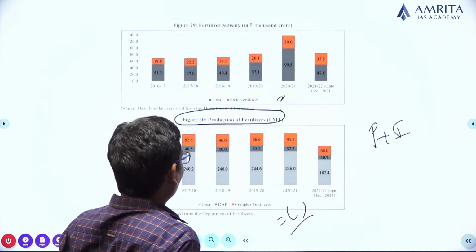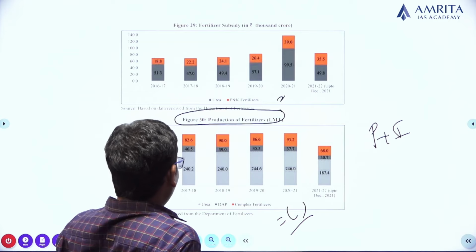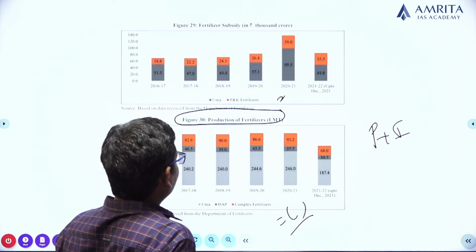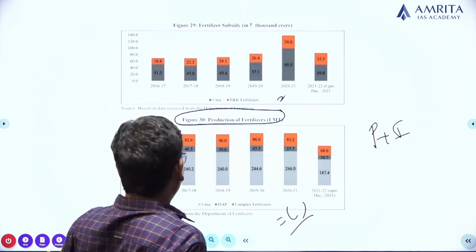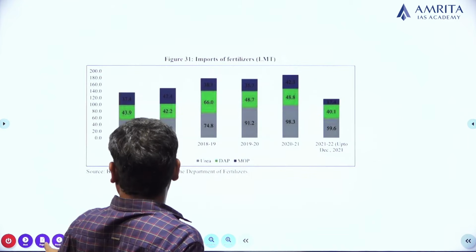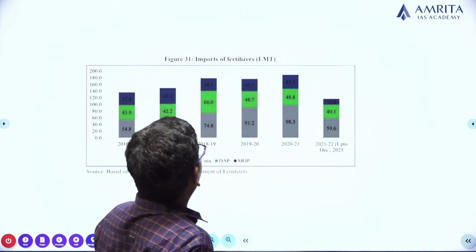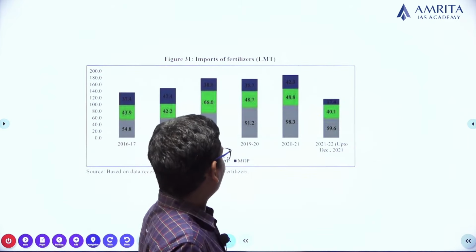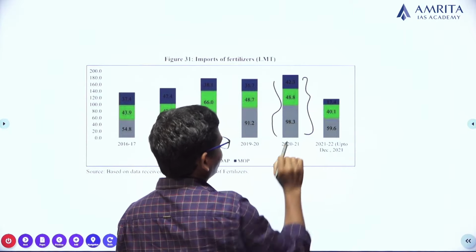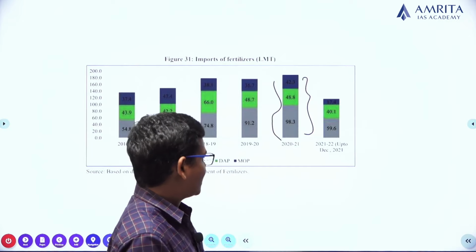On the urea front we are okay, but if you take the case of DAP and complex, it is 3793. That means in complex fertilizers it is 93 we are producing, whereas when it comes to import it is 42, 48. To some extent we are increasing, but still this much amount of import is happening.